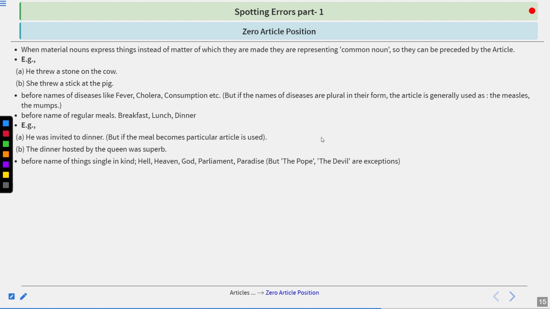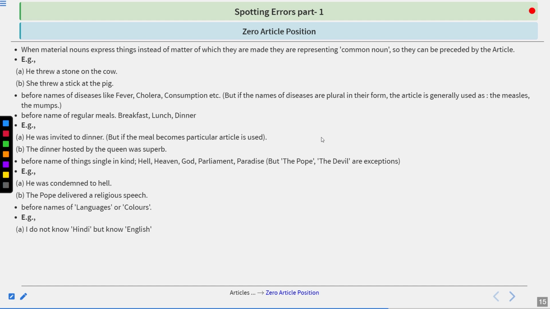Before names of things single in kind: hell, heaven, God, parliament, paradise, but the Pope and the devil are exceptions. Example: He was condemned to hell. The Pope delivered a religious speech. Before names of languages or colors. Example: I don't know Hindi but know English. I like red and blue colors.